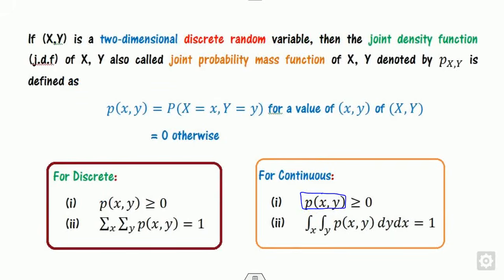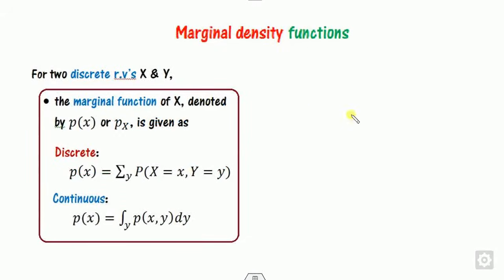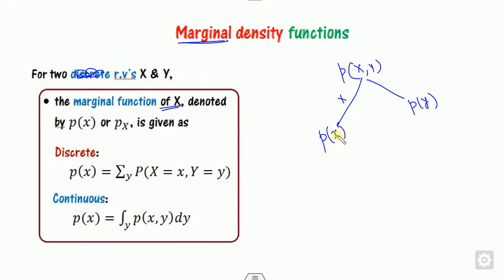But if we are interested in a function which depends only on x or only on y, that function is called the marginal density function. So this is the marginal density function of x, meaning a function which depends only on x, while this is the marginal density function of y, a function which depends only on y. How do you find p(x) from the joint density function?